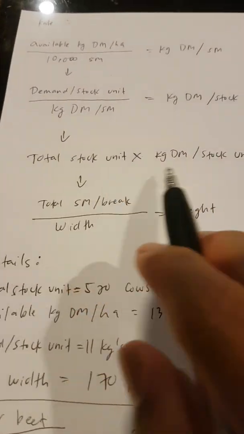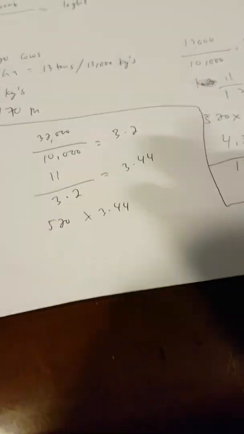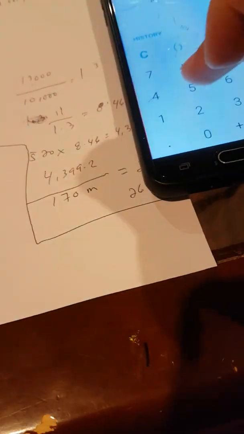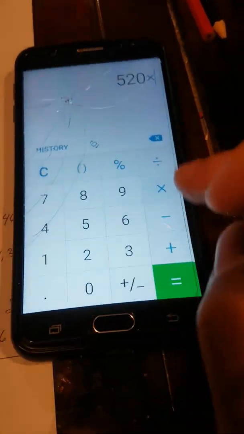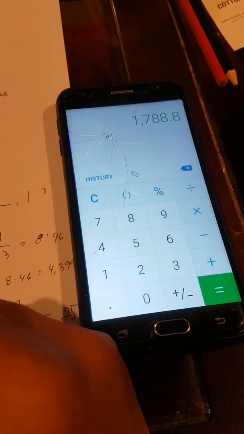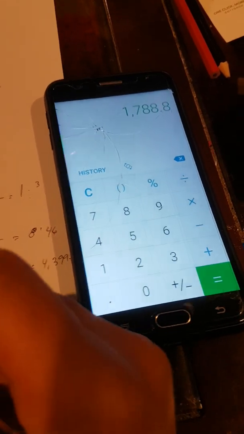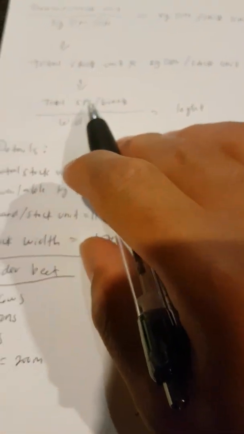So okay, next is we're gonna do total stock unit times kilogram dry matter per stock unit. Okay, which is 3.44. So total stock unit 520 cows times 3.44 equals 1788.8. Okay, now final thing, we're gonna do this.